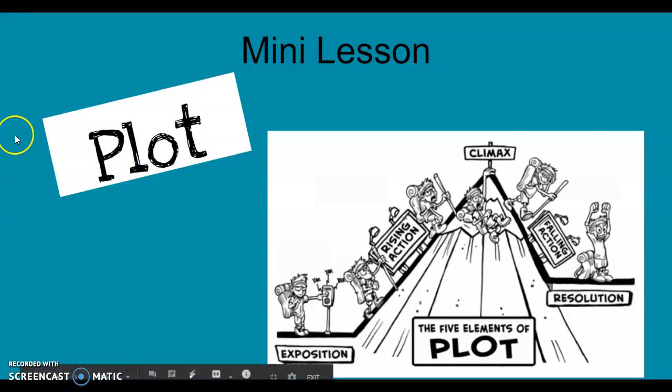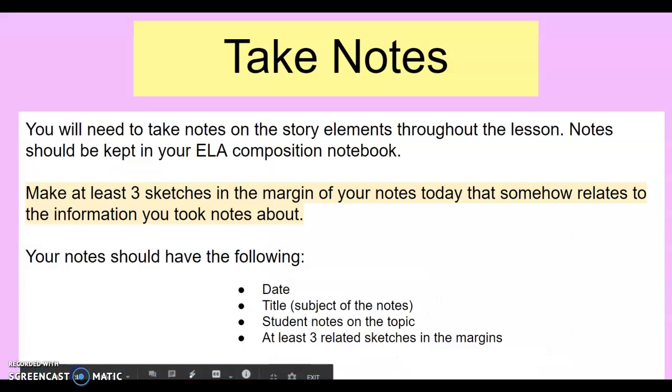Today we will be discussing plot. You will need to take notes on plot throughout the lesson. Your notes should be kept in your ELA composition notebook.